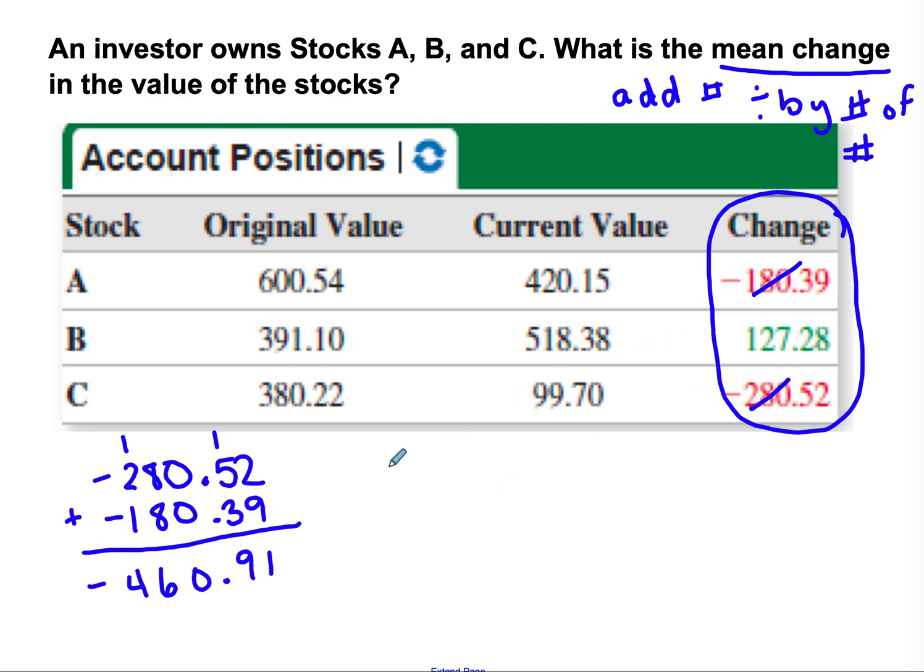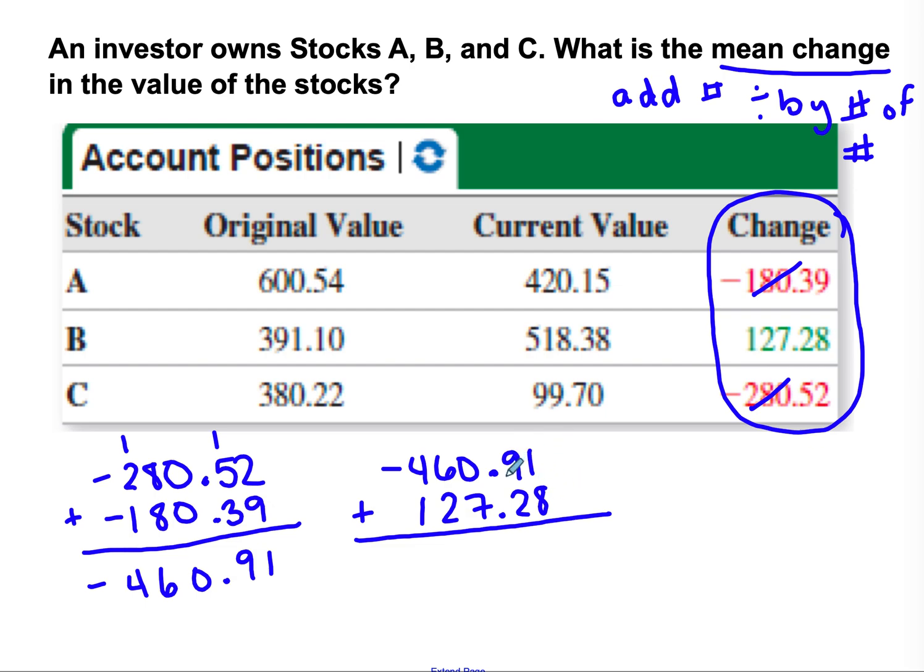So now I'm going to write my next problem, negative $460.91. Greater absolute value goes on the top, plus a positive $127.28. We did same signs, find the sum. Now we're going to do different signs, find the difference.